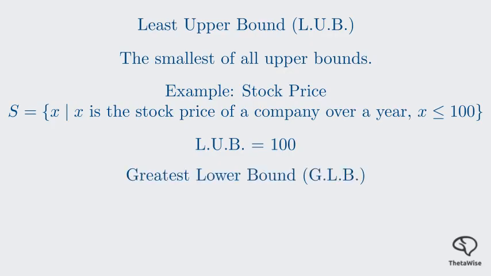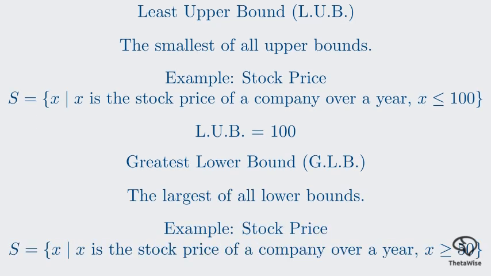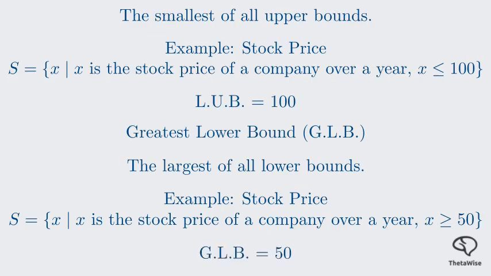Similarly, the greatest lower bound, or GLB, is the largest of all the lower bounds. It's the tightest possible lower limit. For our stock price example, the set of prices was bounded below by 50, 49, 48, and so on. The greatest lower bound is 50. It's the largest number that is still less than or equal to every price in the set.